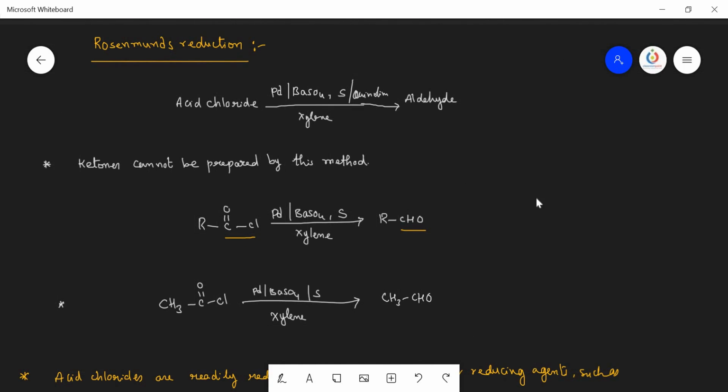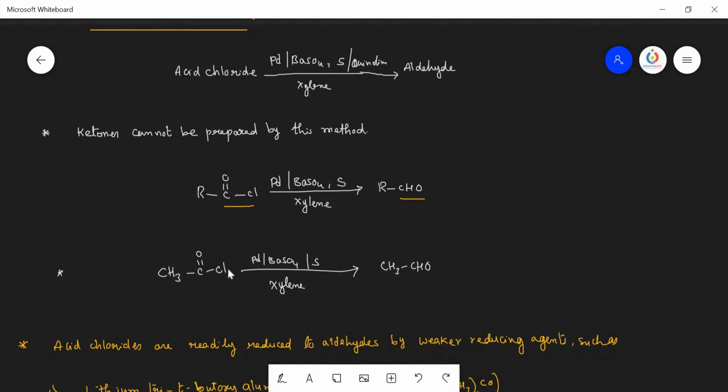Rosenmund's reduction. Rosenmund reduction means acid chlorides on reduction in the presence of palladium on barium sulfate, sulfur, quinoline, and xylene give the aldehyde. Ketones cannot be prepared by this method. So you take any type of acid chloride, they just give the aldehydes.